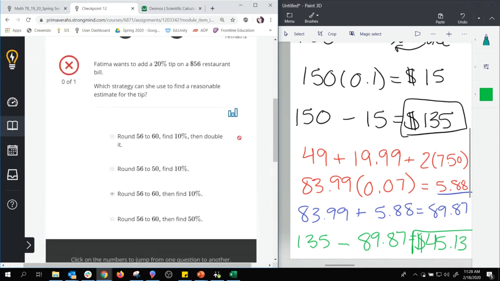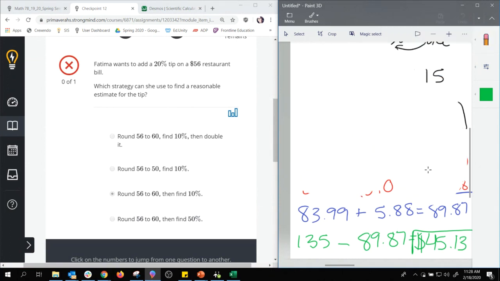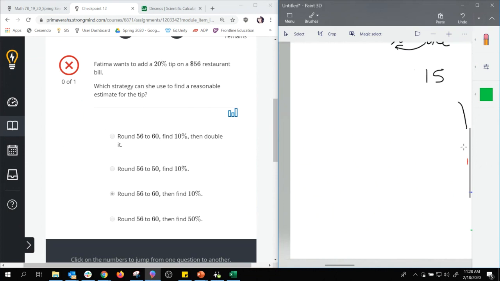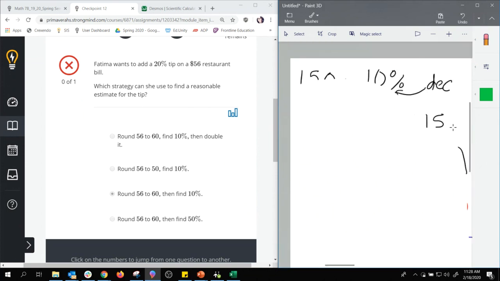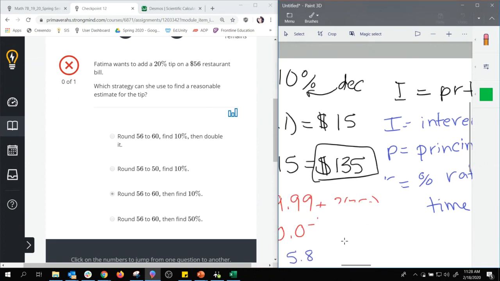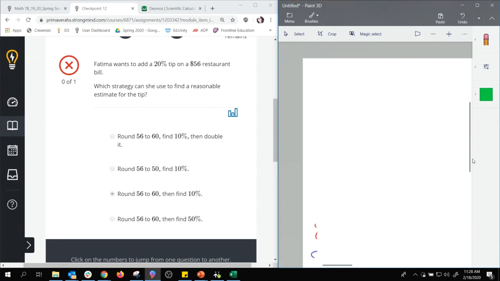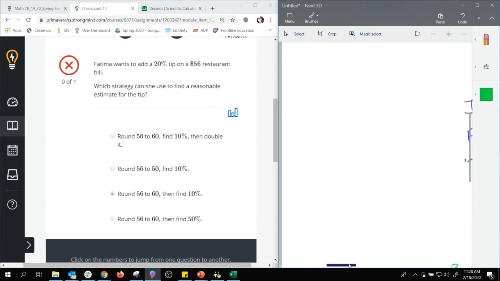Number 7. Fatima wants to add a 20% tip on a $56 restaurant bill. What strategy can she use to find a reasonable estimate for her tip? I think this is interesting because I actually use this one all the time when I go out to restaurants. It's the most applicable percent thing that we've gone over so far.